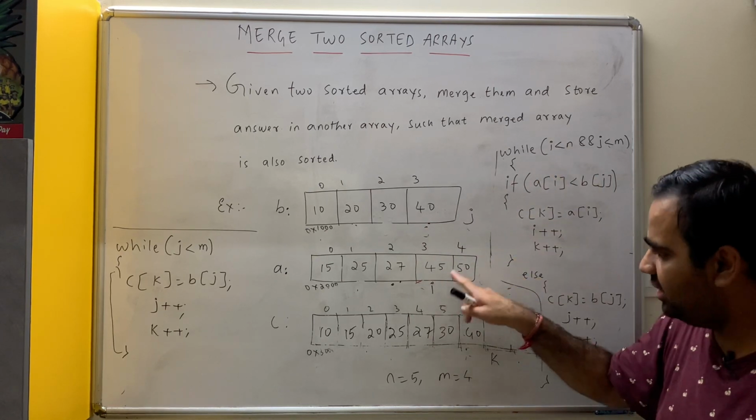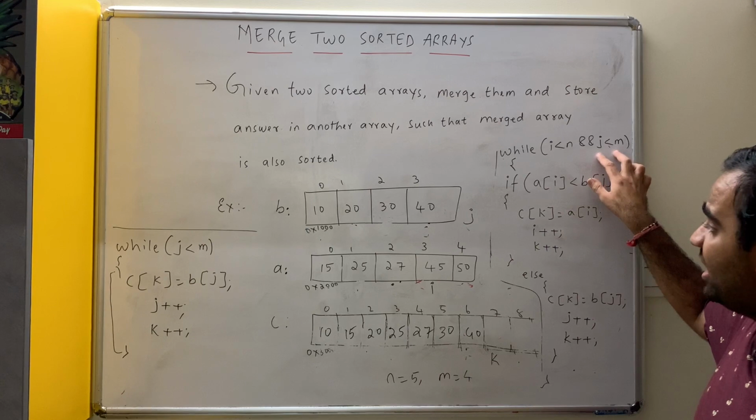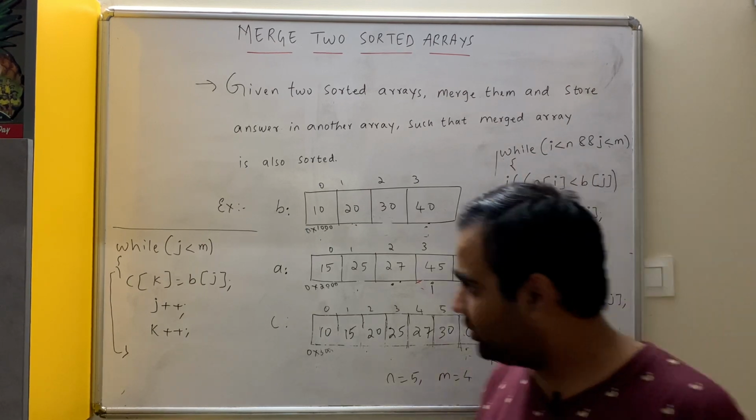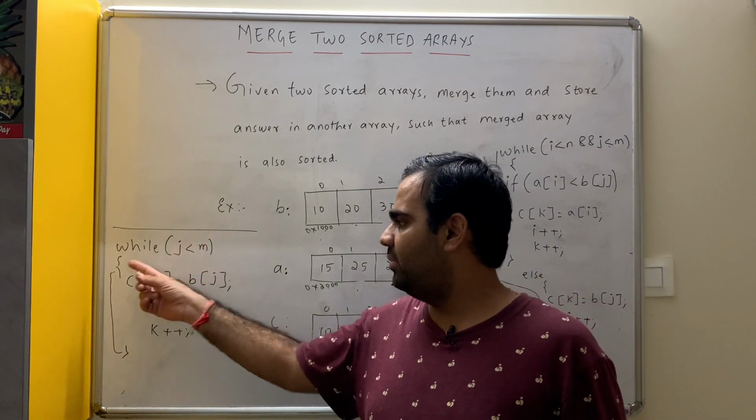Now, is i less than n? Yes, i is less than n. But j less than m, the condition is false. You come out of this loop. This is the point. Now j less than m is false, you come out.